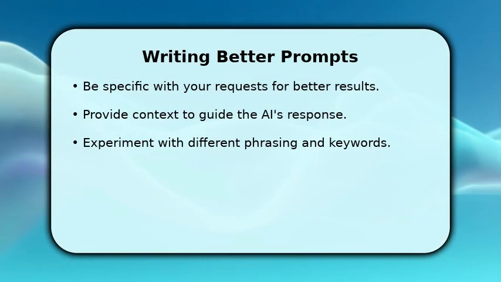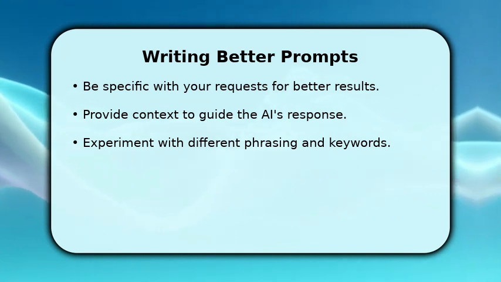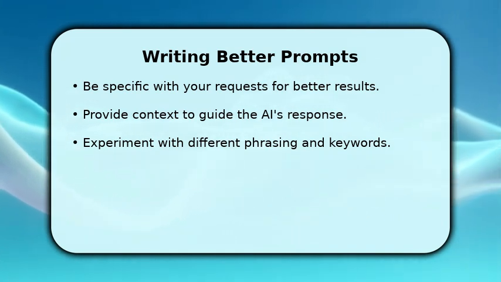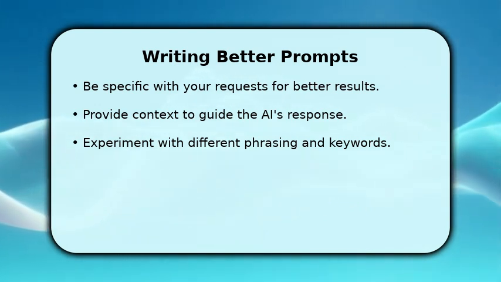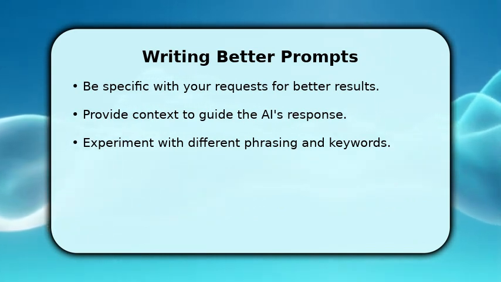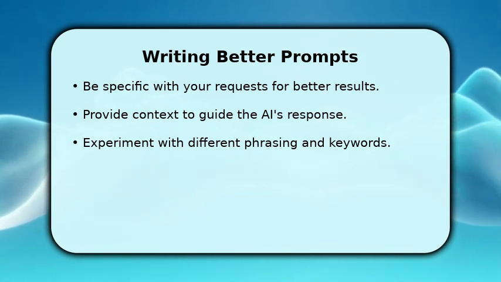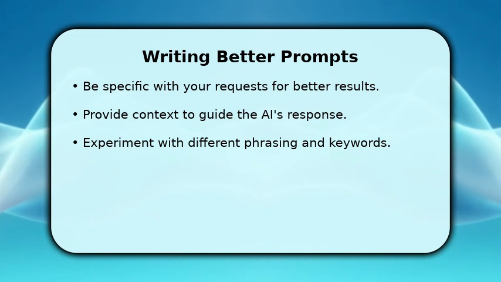To get the best out of Gemini, focus on crafting clear and specific prompts. Think about what you want the AI to do and provide enough context so it understands your intent. For example, instead of "write about dogs," try "write a 75-word paragraph about the benefits of owning a golden retriever." Don't be afraid to experiment with different phrasing to see what works best.